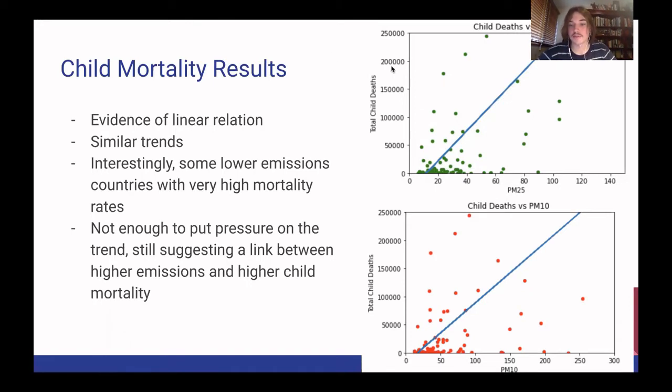As you can see in both graphs, there is a distinct cluster close to zero on both axes, indicating a strong connection between lower PM levels and lower child death rates. That's this cluster here. You can see in the green plot of PM25 and child deaths, there is a general trend suggesting higher PM25 rates correlate to higher child deaths. But interestingly, there are a lot of instances where a country has low emission levels but still very high child mortality, like these ones up here, where the PM25 isn't too high, but still very high child deaths. This is shown even further in the red PM10 scatter plot, but there is still an evident linear relationship between the two.